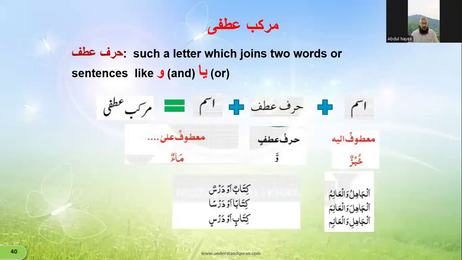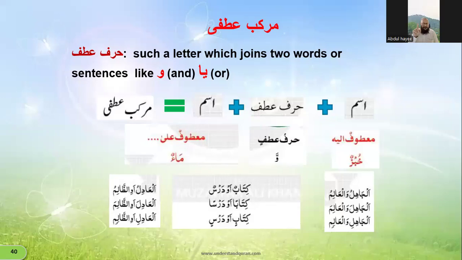Kitabun or darsun, both in raf'. Kitabun and darsun, both in nasb. Kitabin and darsin, both in jarr. Look at another example: Al-adilu or az-zalimu, raf'. Al-adila al-zalima, again both in nasb. Al-adili al-zalimi, both in kasra.